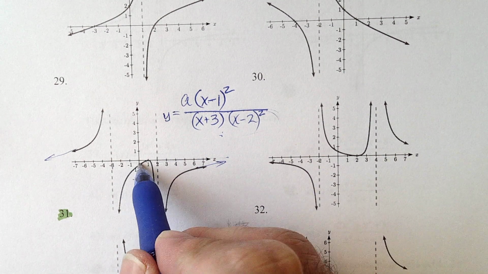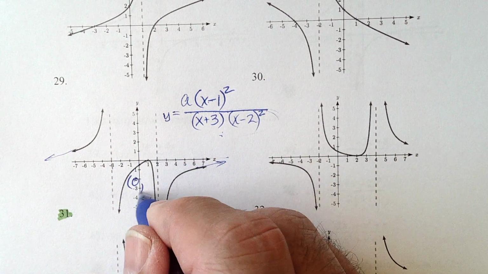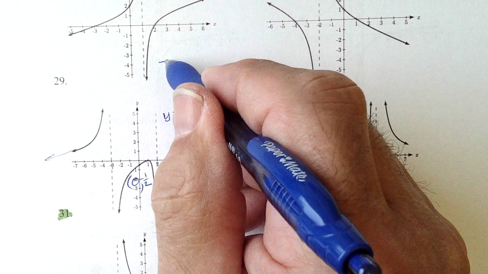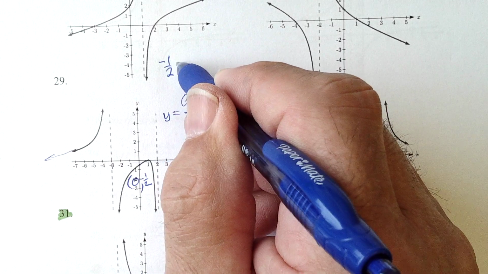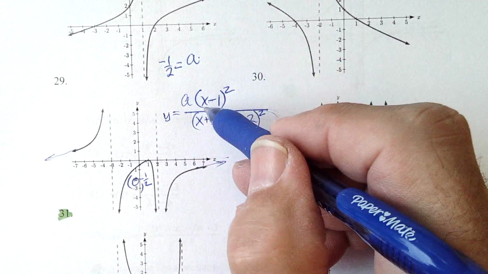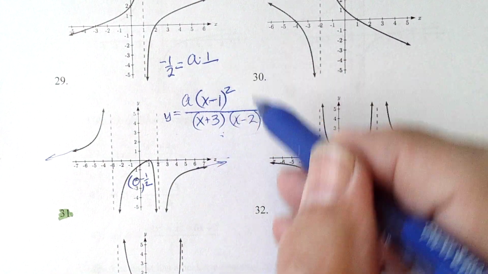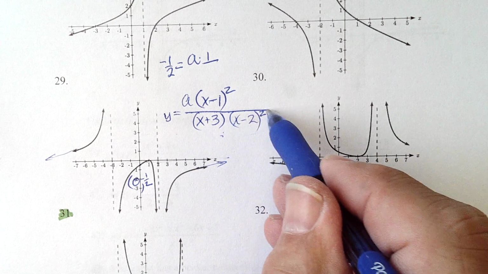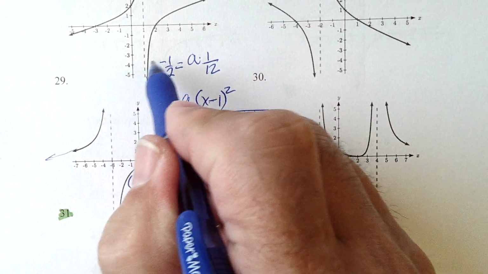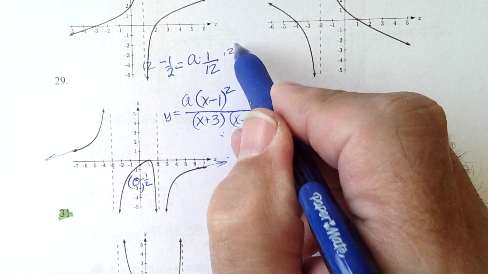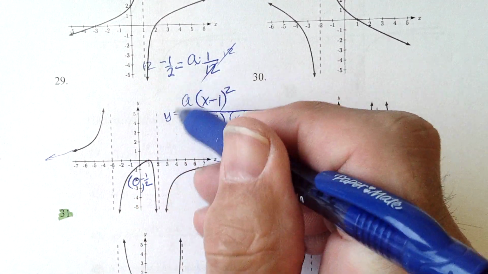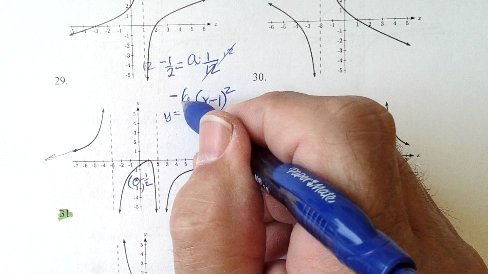And it looks like it goes through 0, negative 1/2. So negative 1/2 has to equal a times, if I put 0 in, I get 4 times 3, which is 12. And so I multiply both sides by 12. And a equals 12 times negative 1/2, which is negative 6.